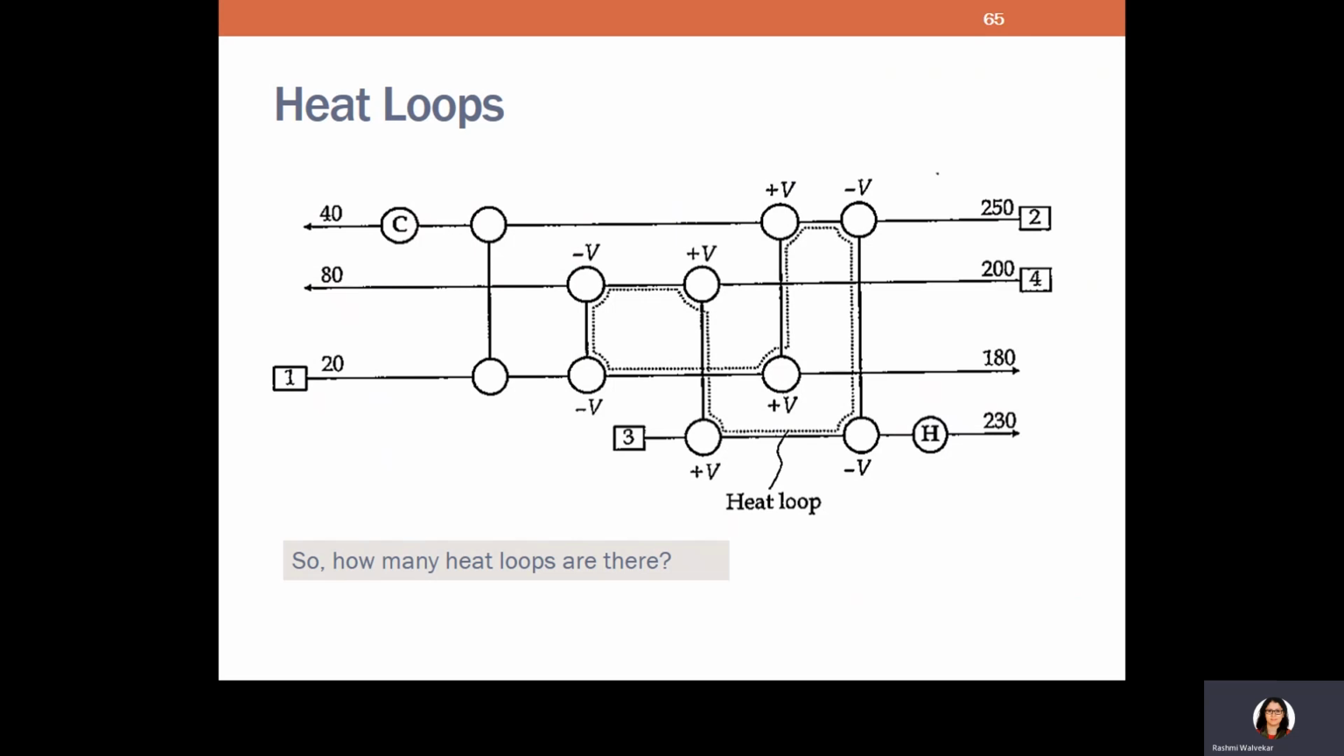Now, how many loops can you identify in this? The one with the dotted line shows one loop. You start at one point, go here, here, then this connects here, this connects here, and then we come back to the same point. You can see another loop will be from here and this. These two heat exchangers form another loop.